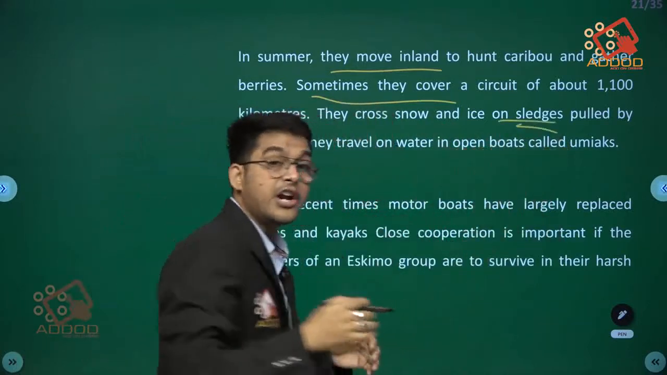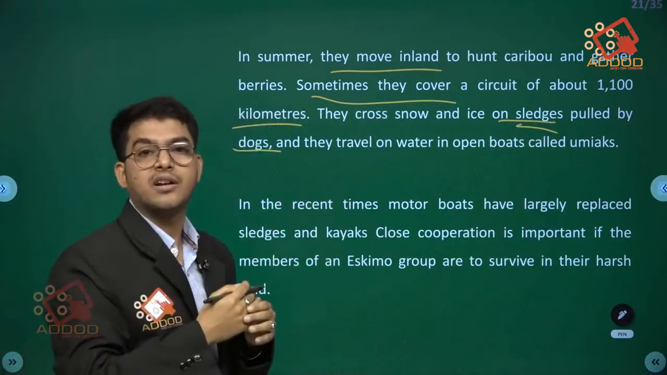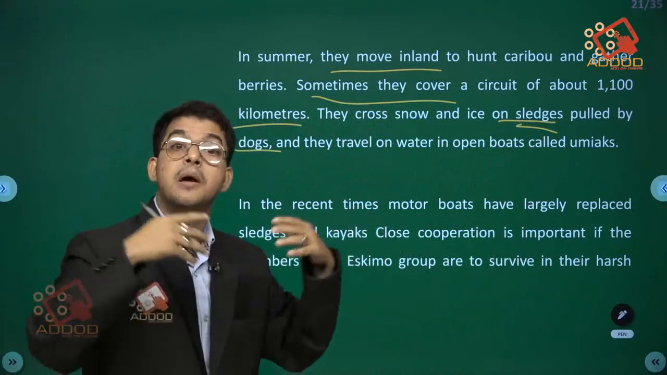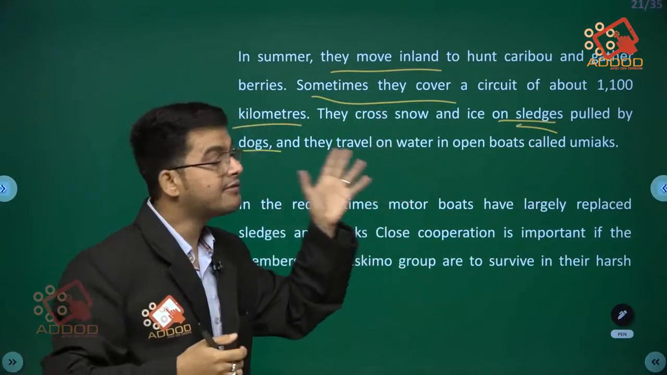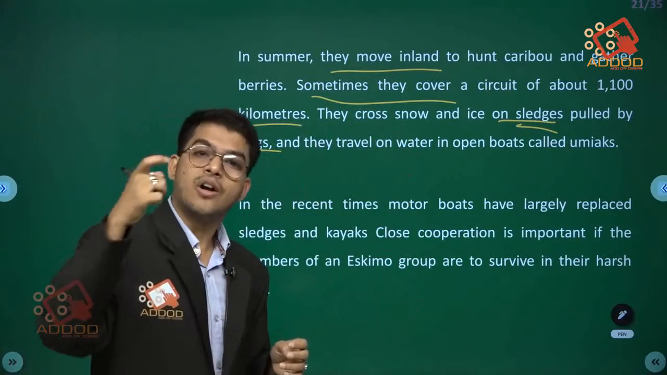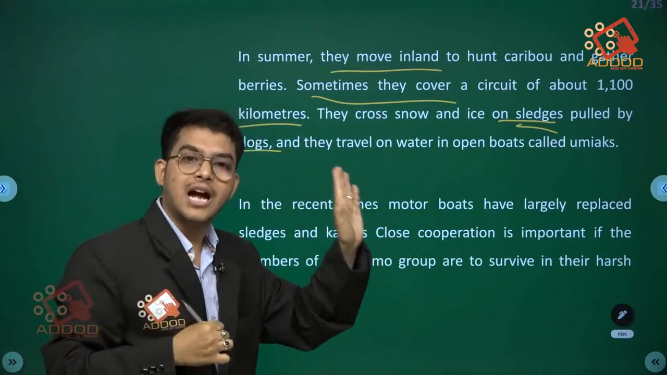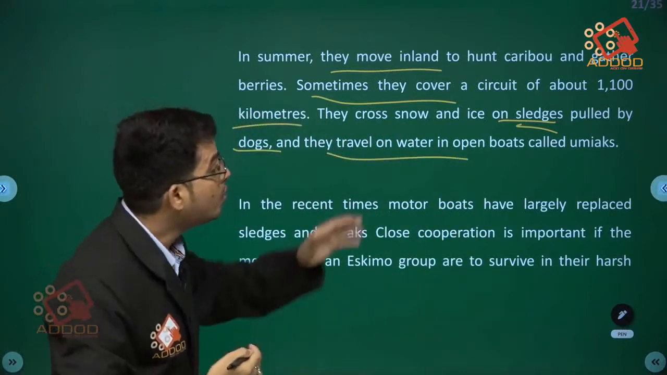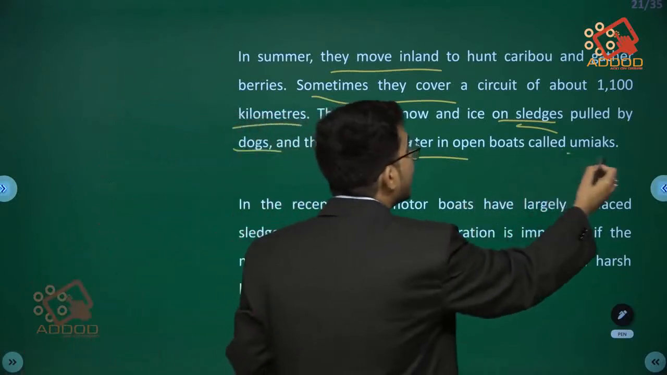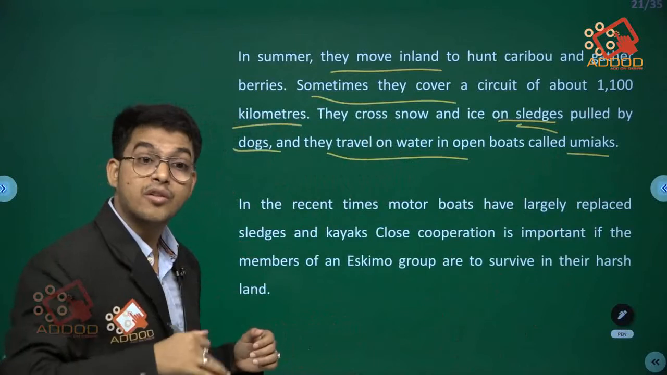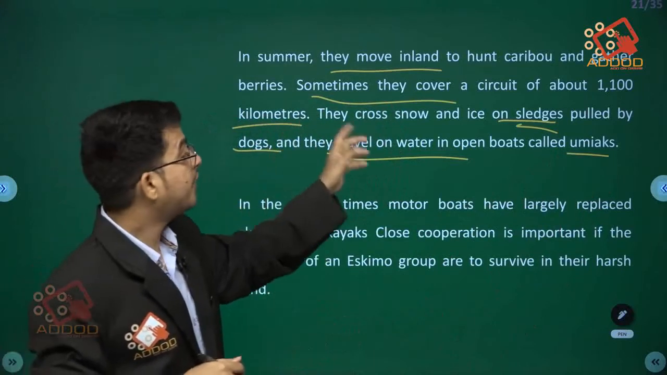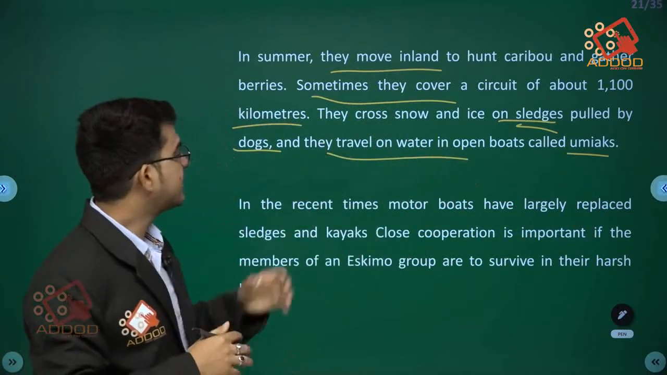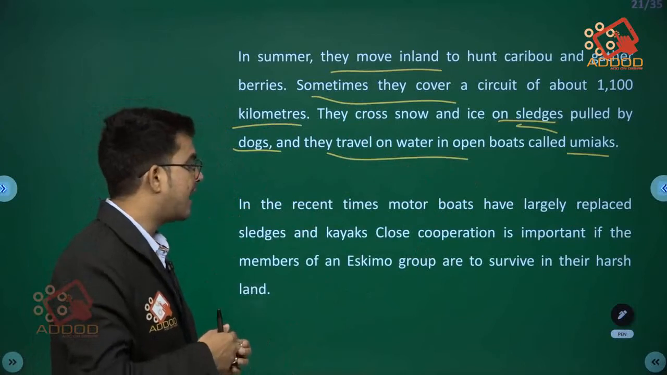Sledges are an interesting means of transport. Like we have automobile companies here, we have different types of cars, buses, metro, trains, aeroplanes. They have sledges pulled by dogs or reindeer or yak or any other type of animal. And they travel on water in open boats called umiak. What is that called? Umiak. So if it is on a hard floor of ice, they use sledges. If it is liquid water, they use a boat, the umiak. In recent times, motor boats have largely replaced sledges and kayaks.